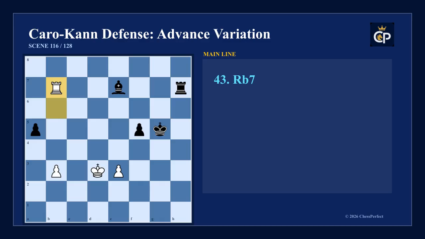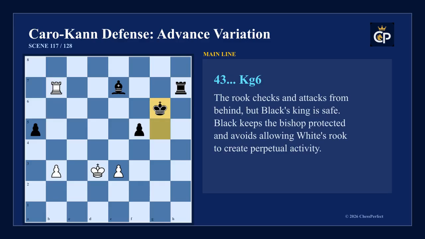Rook b7. King g6. The rook checks and attacks from behind, but Black's king is safe. Black keeps the bishop protected and avoids allowing White's rook to create perpetual activity.